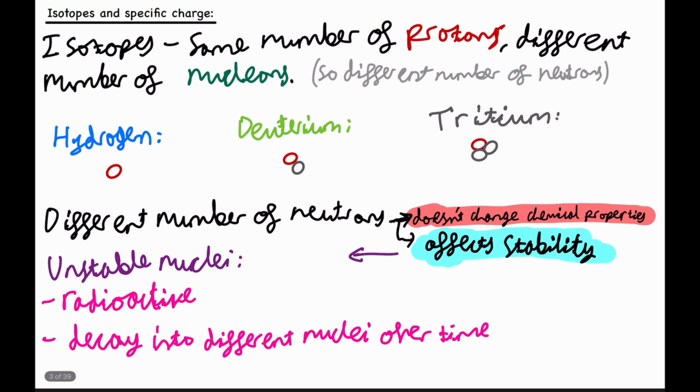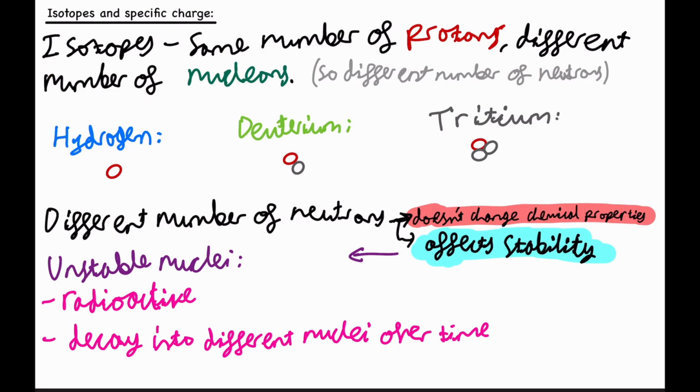So now let's move on to isotopes and specific charge. The definition of an isotope is that it's an atom with the same number of protons and a different number of nucleons. So it also has a different number of neutrons. So this is the definition for an isotope.